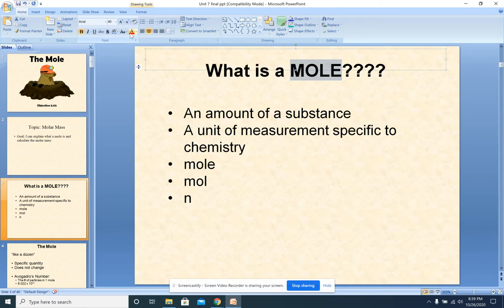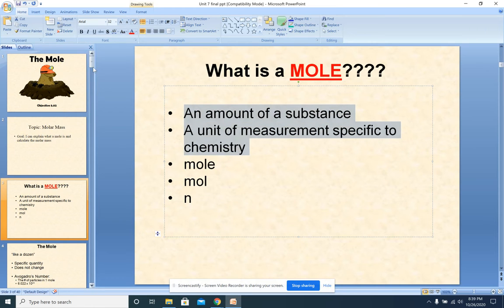You need to write mole down, underline it, highlight it, but it is an amount of a substance, and it's a unit of measurement specific to chemistry. You'll also see it written as MOLE or mole. The abbreviation can also be MOL. I know that's just taking the E off and that's not really an abbreviation, but it is written like that. And then in some instances, you'll see it as the letter N.